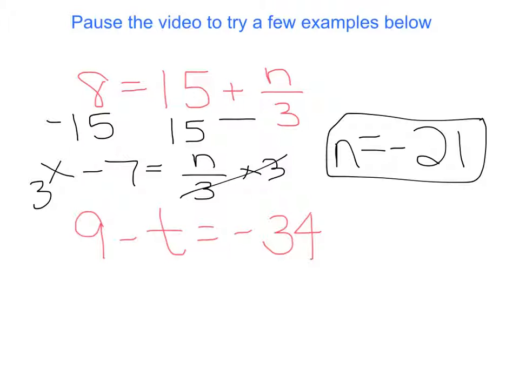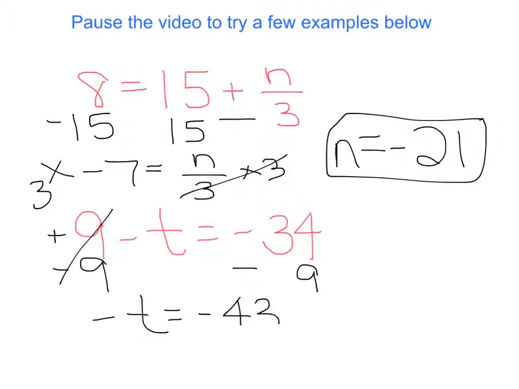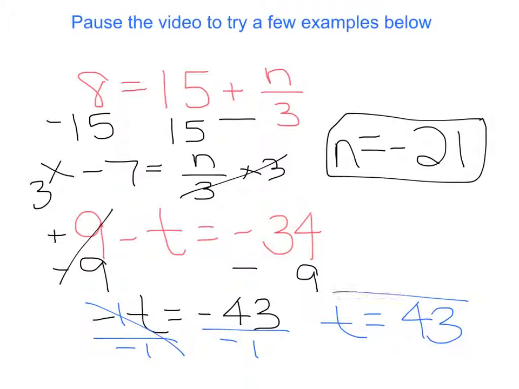The next example, you have 9 minus t equals negative 34. If there's no sign in front of the number, then it's a positive. So that means you subtract 9 from this side, and you subtract 9 from this side. So we have a negative t equals a negative 43. Now you are able to divide both sides by negative 1, which leaves you with t equals a positive 43.